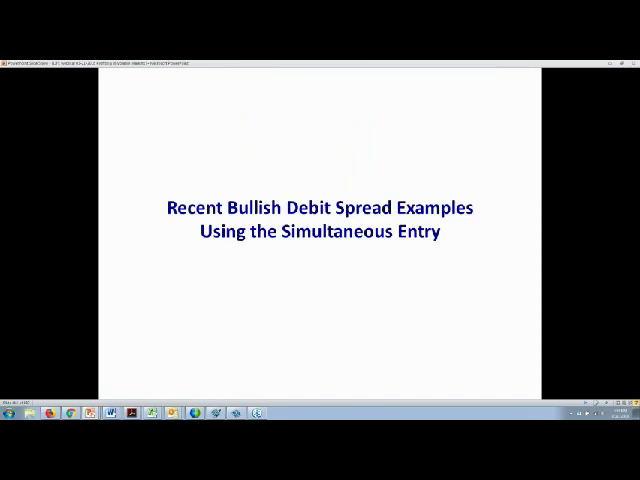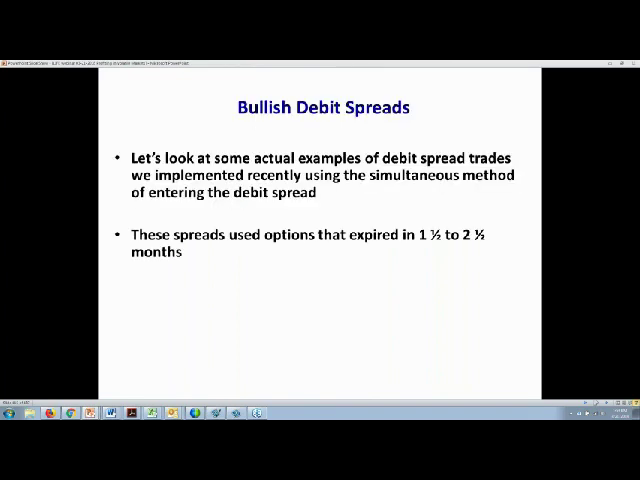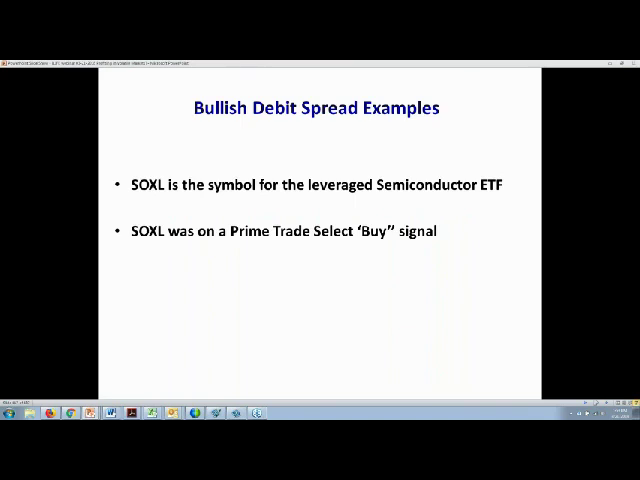With the simultaneous entry, you're buying to open a call option, and then you're selling to open a call option simultaneously with a higher strike price. So that's how we enter a simultaneous debit spread. Here's a trade we took recently.